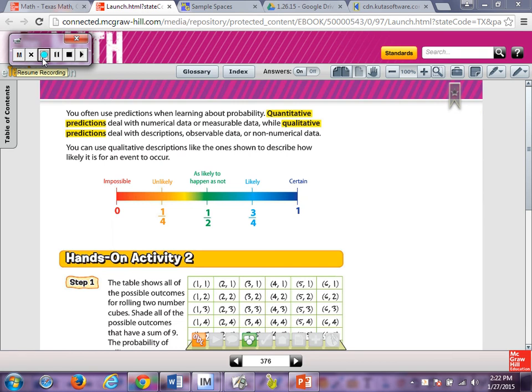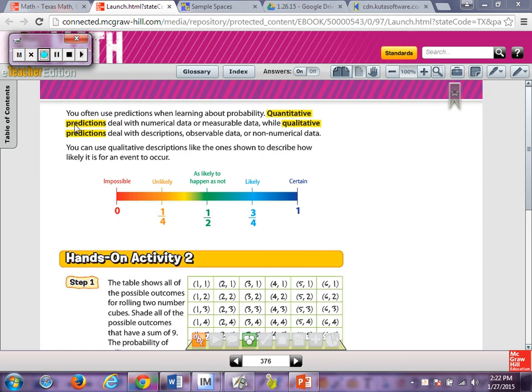All right, finally my page loaded up, and let's go continue reading the top. There's a lot of vocabulary happening here with some big words, so it's very crucial at this point that you listen carefully, and I'm going to do my best to try to explain this to you. It says, you often use predictions when learning about probability.